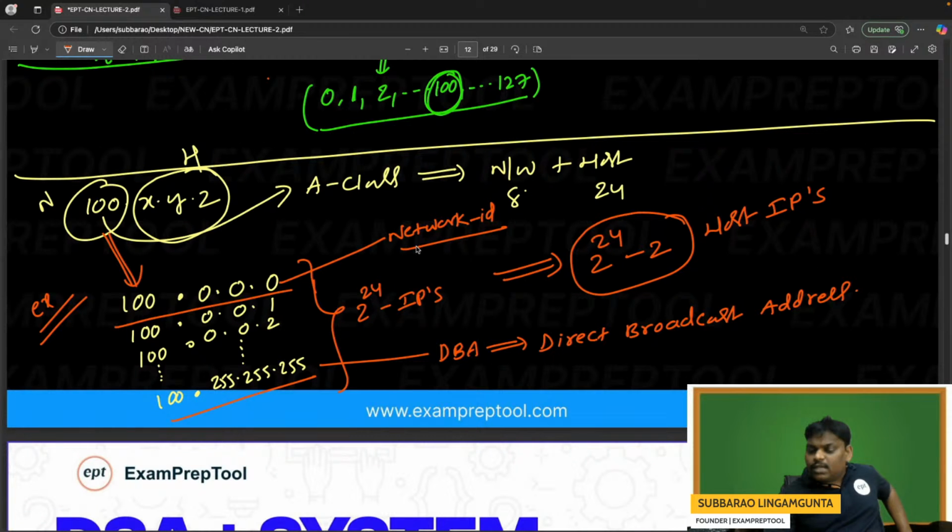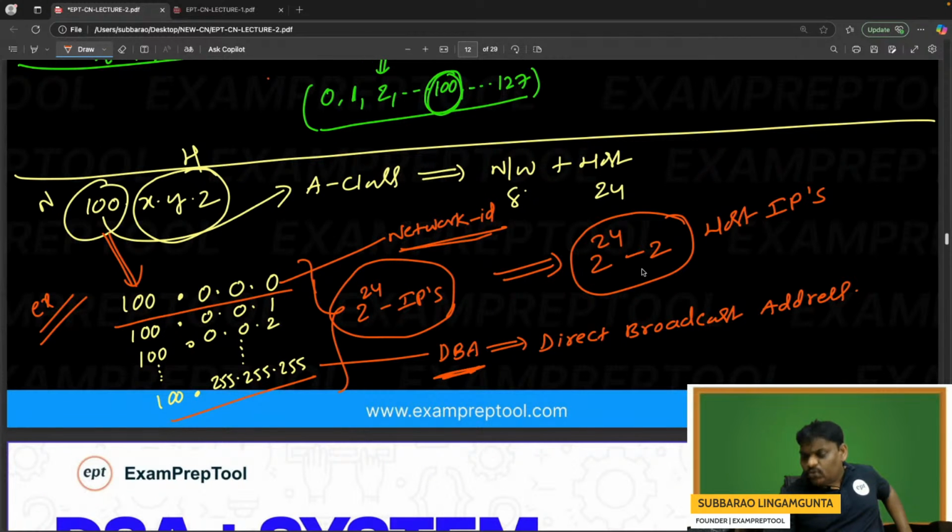See, these are also IPs. Network ID is also an IP, DBA is also an IP, but special IPs. They cannot be used for host purpose. They are for special purpose. IPs how many? These many. Hosts how many? These many. What is the network? Network 100. Which class? Class A. How many IPs? 2 power 24. How many hosts? 2 power 24 minus 2.